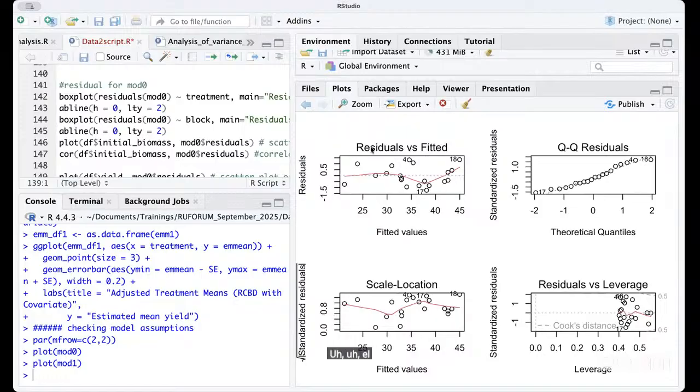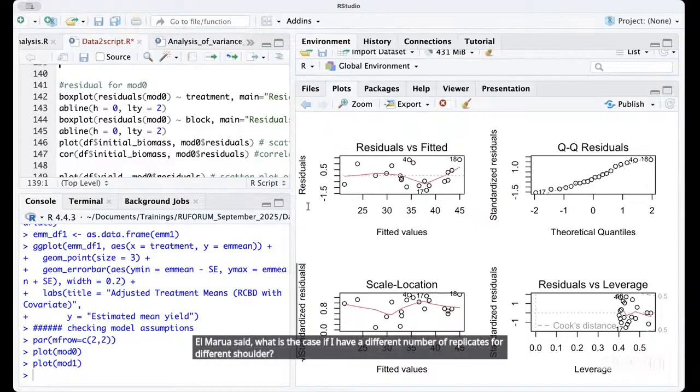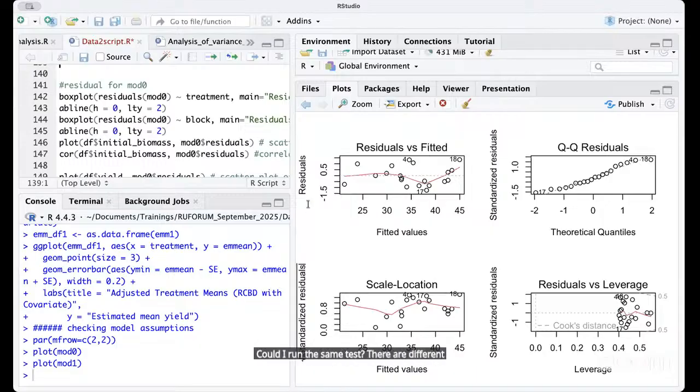Marwa said, what is the case if I have a different number of replicates for different children? Could I run the same test? There are different alternatives that you can run.